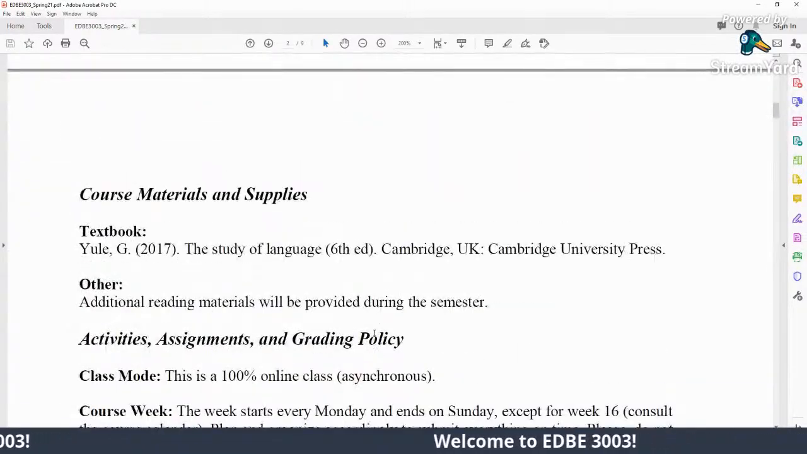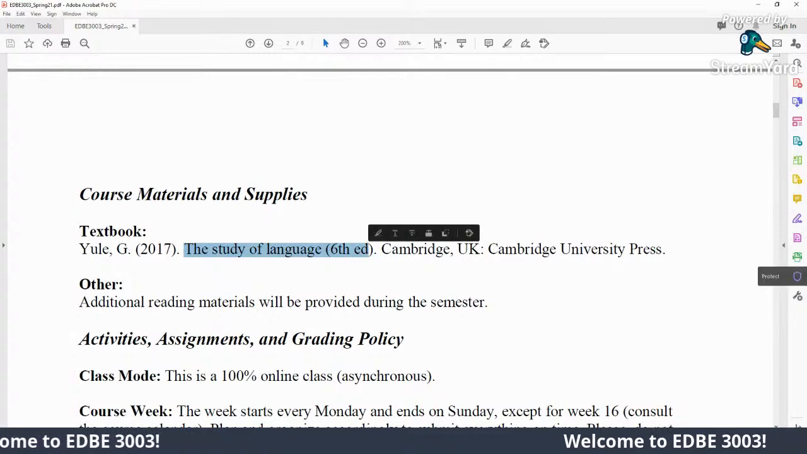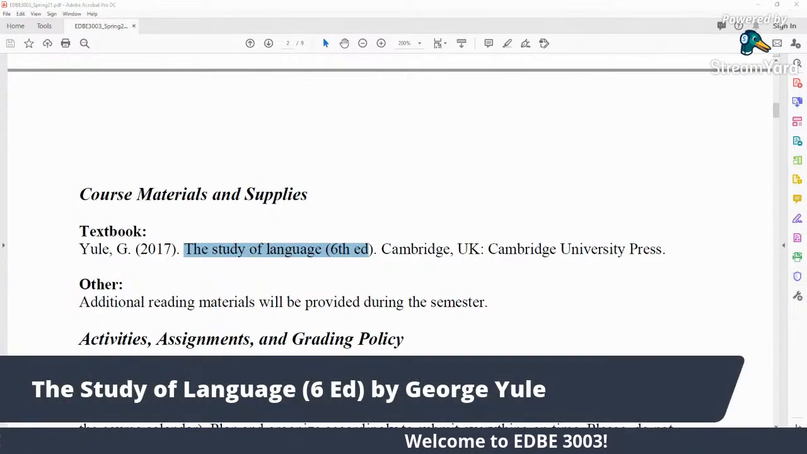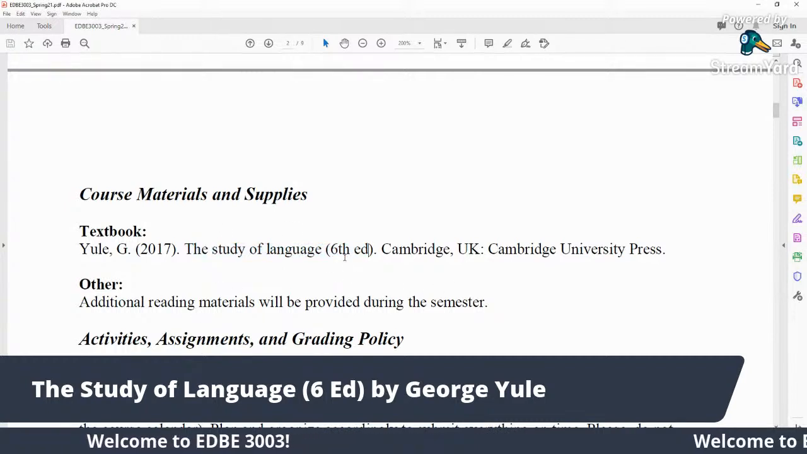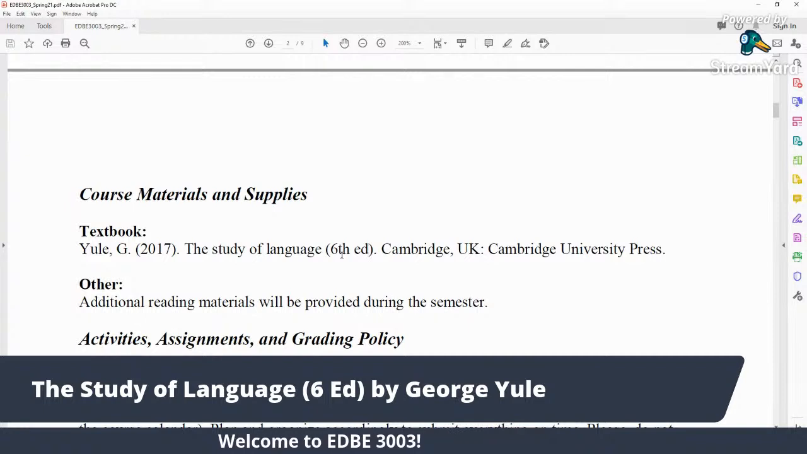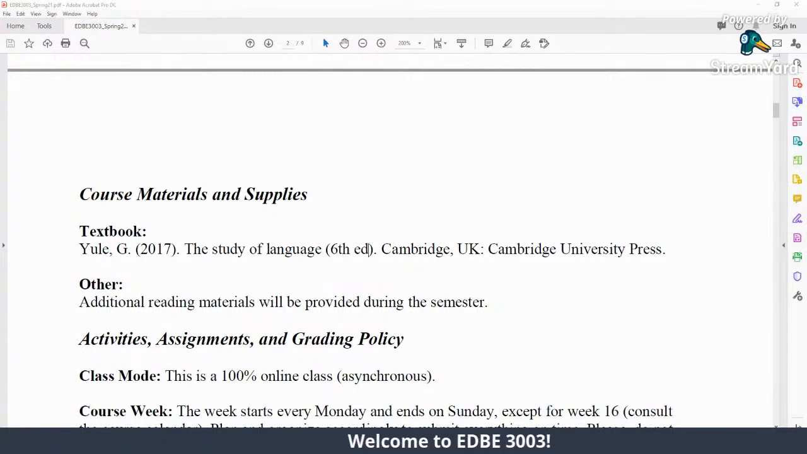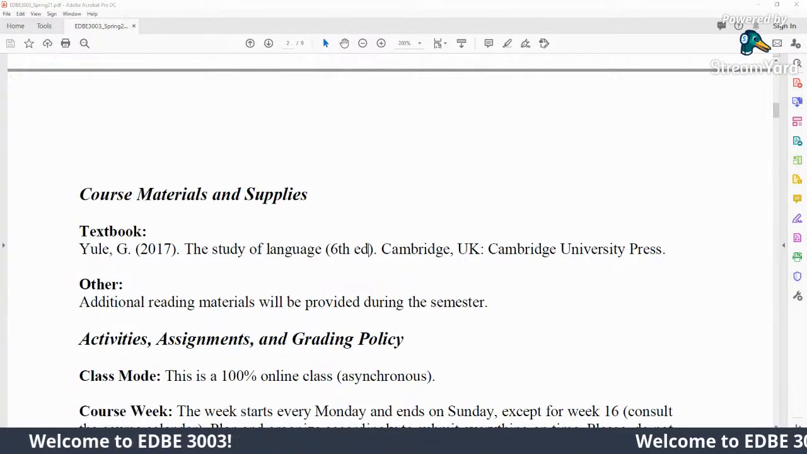And for the course materials, we're going to be using the book titled The Study of Language by George Yule. That's the book, and other additional material that is going to be given to you, and it's going to be in our Canvas structure. Okay, so make sure that you're able to access the information and basically the materials, and also get the book as soon as possible.